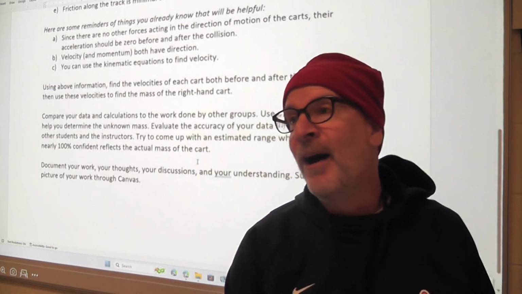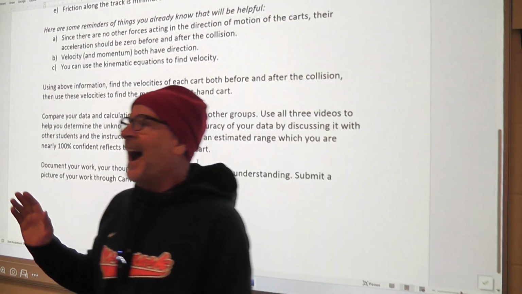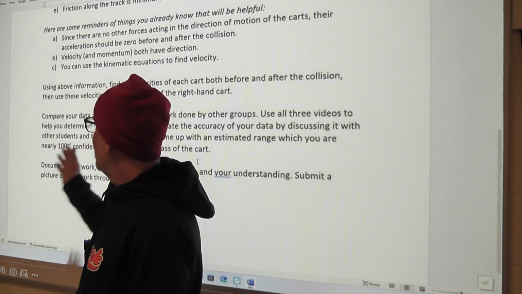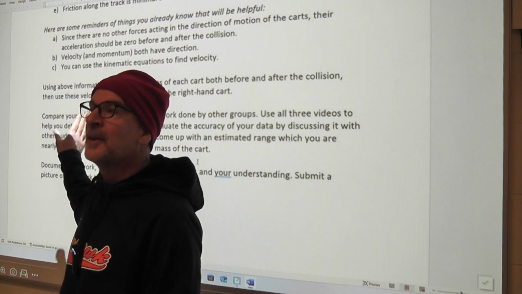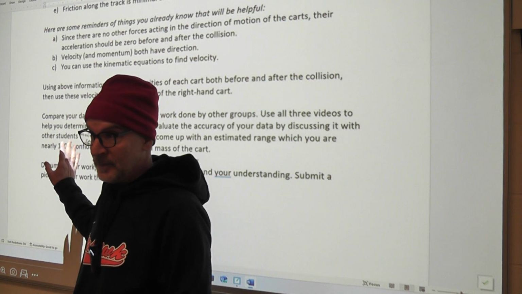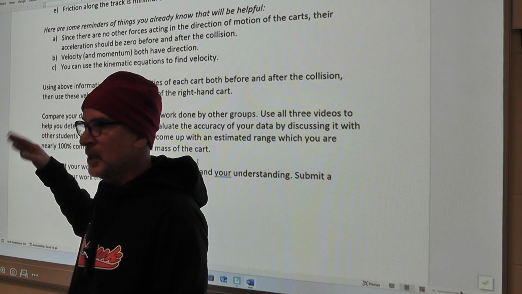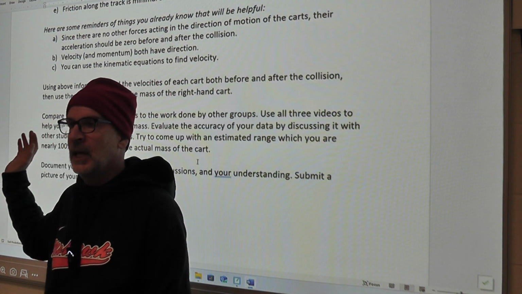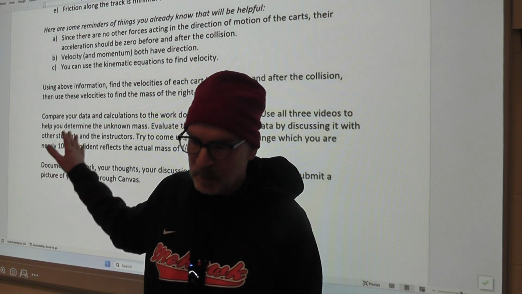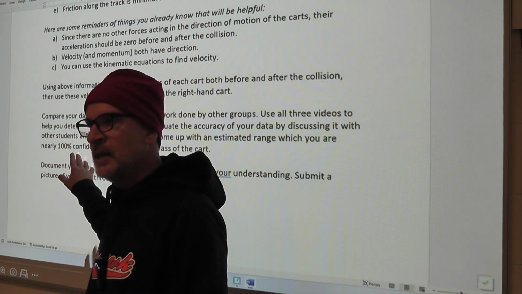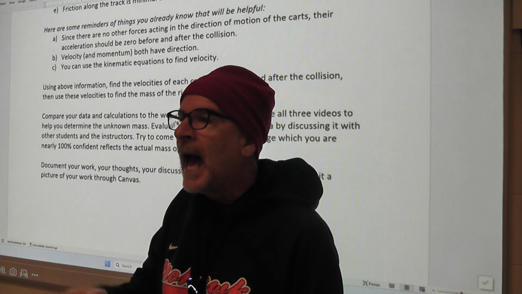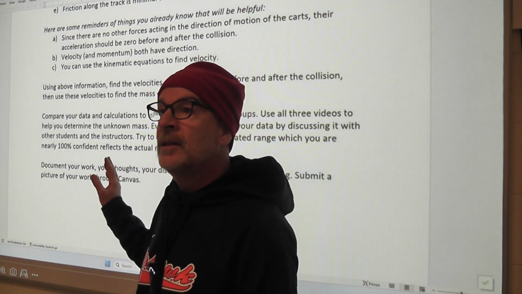I try so hard, I really do. I meant to put the mass of the first cart in here. I'm gonna give you a mass. You're gonna have the mass of one of the carts, it's like 0.225 kilograms or something, but I'll put it in here so it'll be in here by the time you get to this. You're gonna use that to estimate the mass of the other cart.